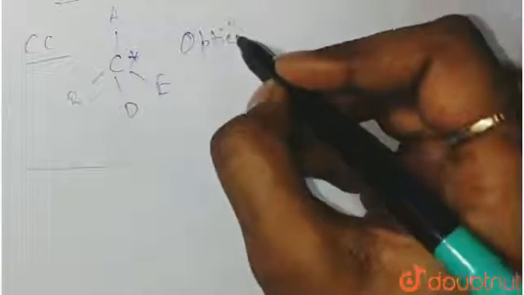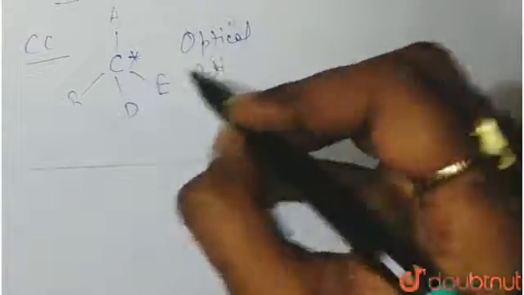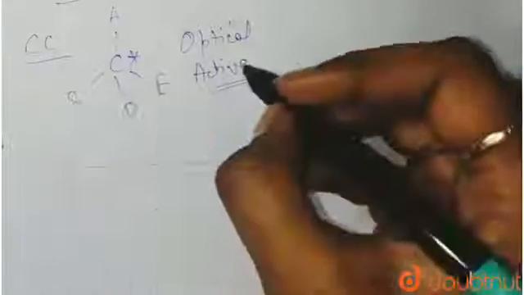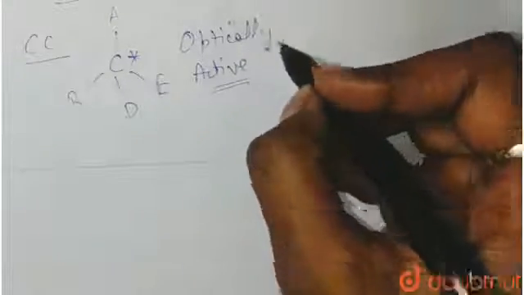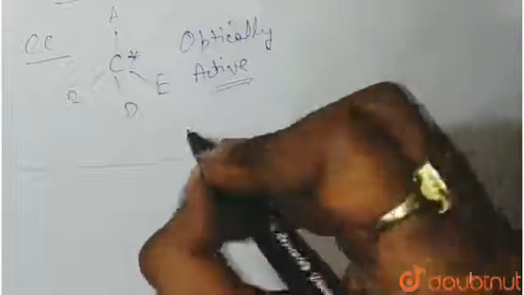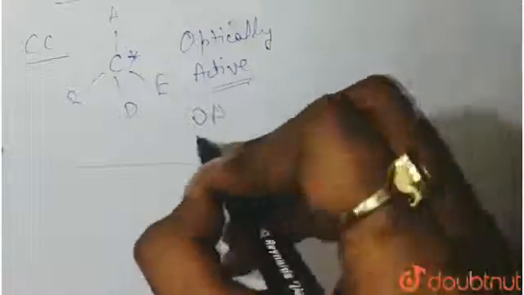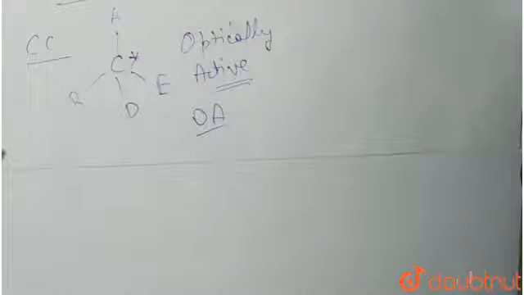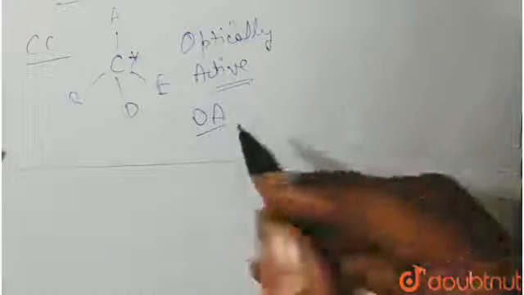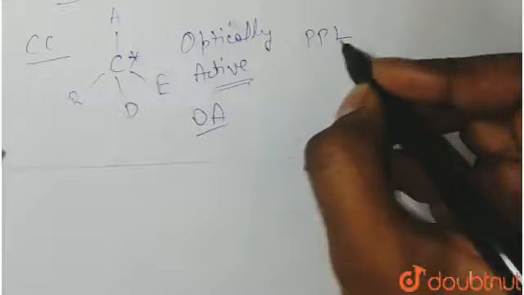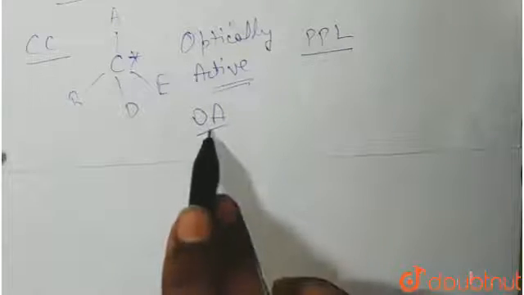If this is a chiral center, then this will possess optical activity, and this compound will be optically active. Now, what do we mean by optical activity? It means that a compound having a chiral center will be able to rotate plane polarized light either to the right or to the left direction. That is our optical activity.